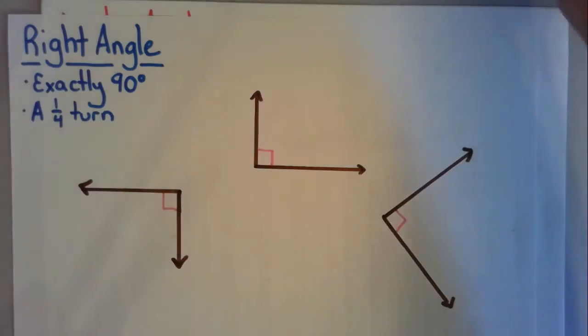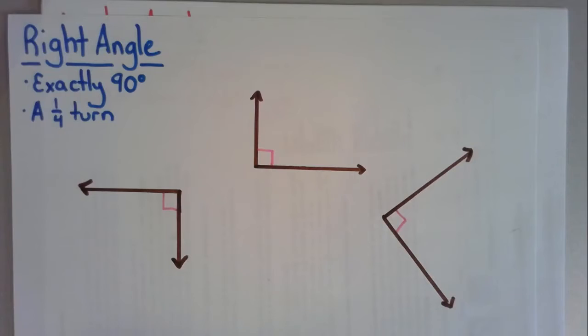The thing to remember about a right angle is no matter which way you're placing it, no matter which way it's pointing, it's still always exactly 90 degrees, or a quarter turn. Not 89, not 91. It is precisely 90 degrees.